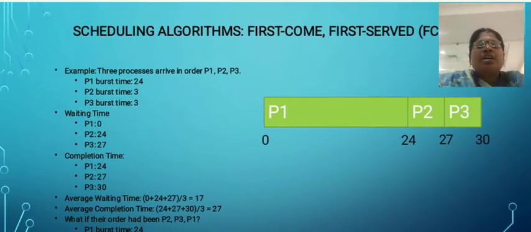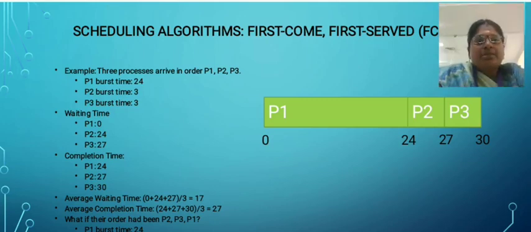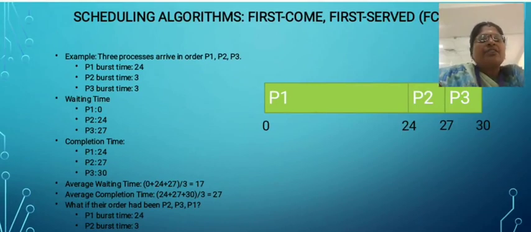Scheduling algorithm. So many algorithms we can use in scheduling. The first one is first come, first served, that is FCFS. Which process arrived first, that process is executed. That is called first come, first serve scheduling method. Example: three processes arrive in order P1, P2, P3. P1 burst time 24, P2 burst time 3, and then P3 burst time 3.